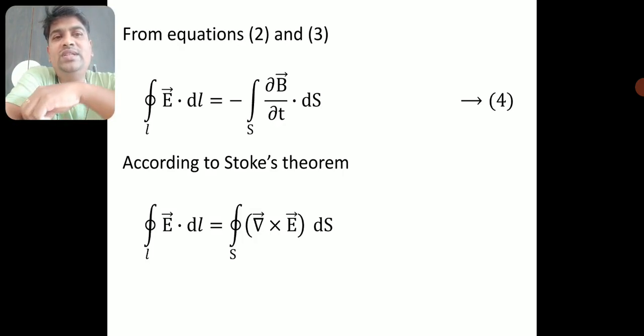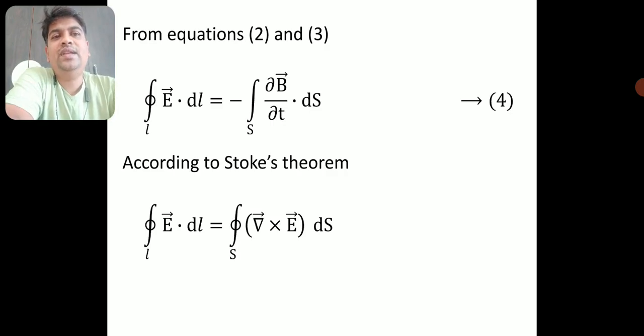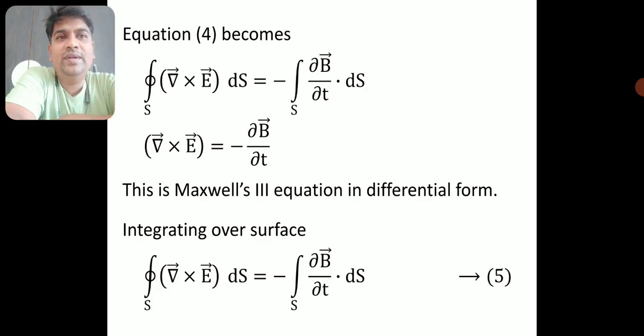What Stokes theorem says is that the line integral of a vector over a closed path is equal to the surface integral of the curl of that vector. So it is line integral of E dot dl is equal to surface integral of curl of E dot ds. The same thing I am applying in equation number 4. If I substitute that, equation 4 becomes surface integral of curl of E dot ds is equal to minus surface integral of ∂B/∂t dot ds.